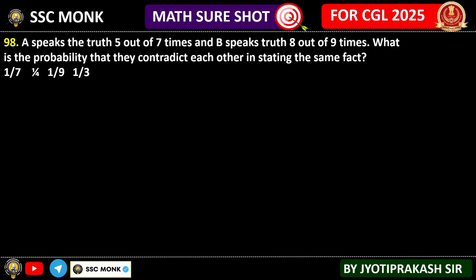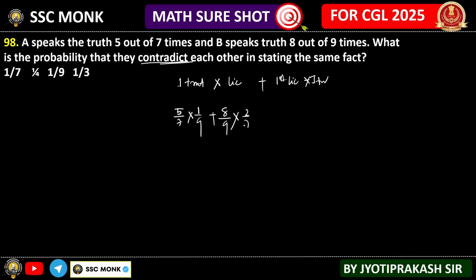Next, A speaks the truth 5 out of 7 times, B speaks the truth 8 out of 10 times. What is the probability they contradict each other in stating the same fact? See, when they are contradicting each other, that means if first is telling the truth, second will be lying. If first will be lying, second will be telling the truth. Now see, first is speaking the truth 5 by 7 times, that means B should lie 1 by 5 times because it is telling the truth 4 out of 5 times. So when B is telling the truth, A will lie, that is 2 by 7 times.